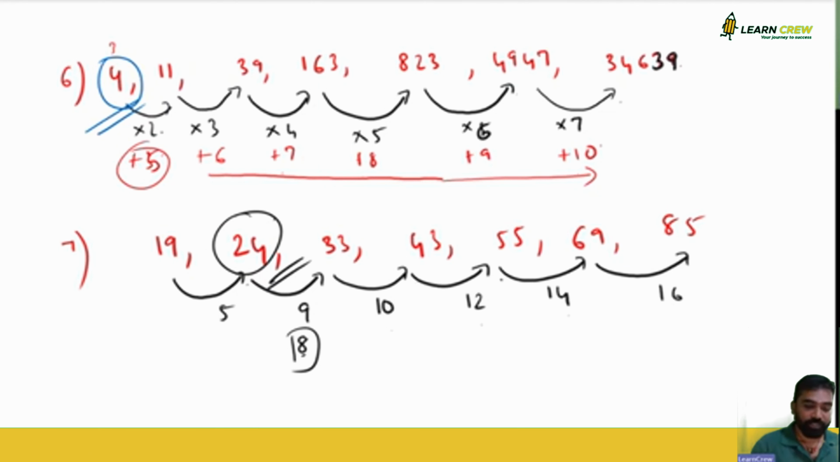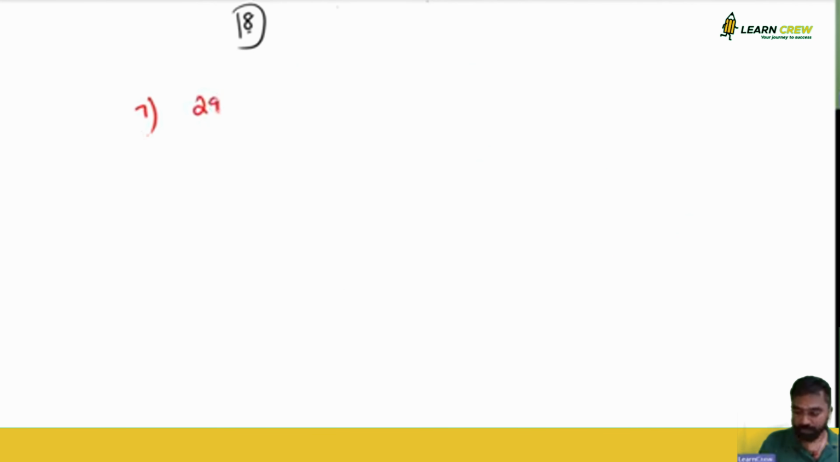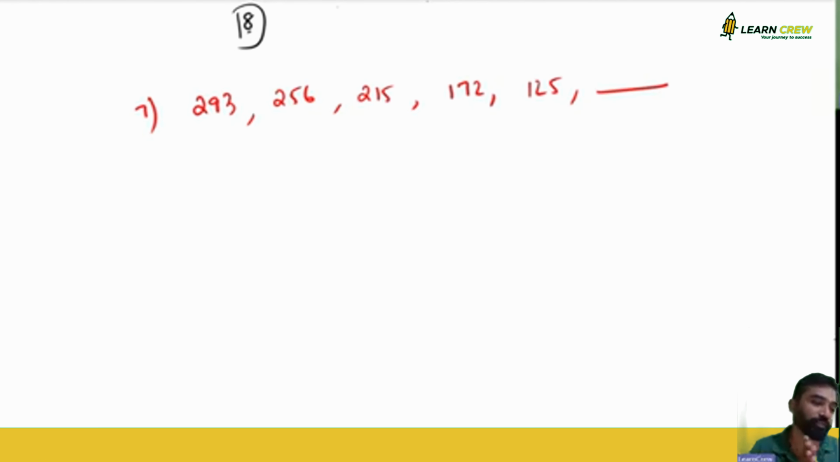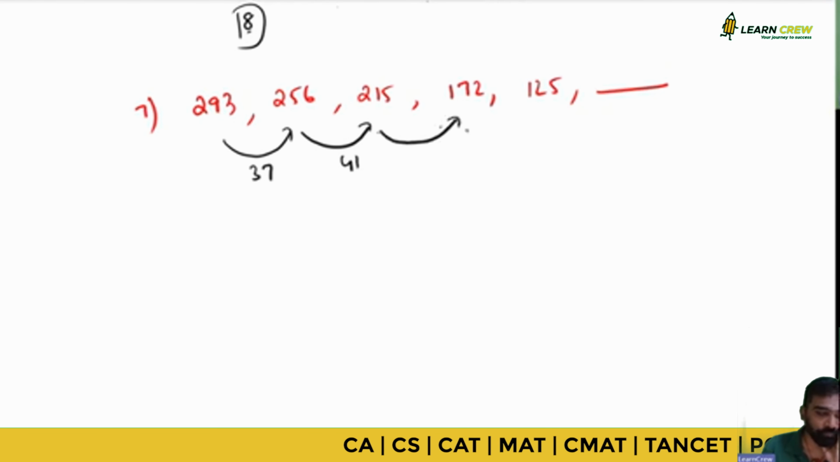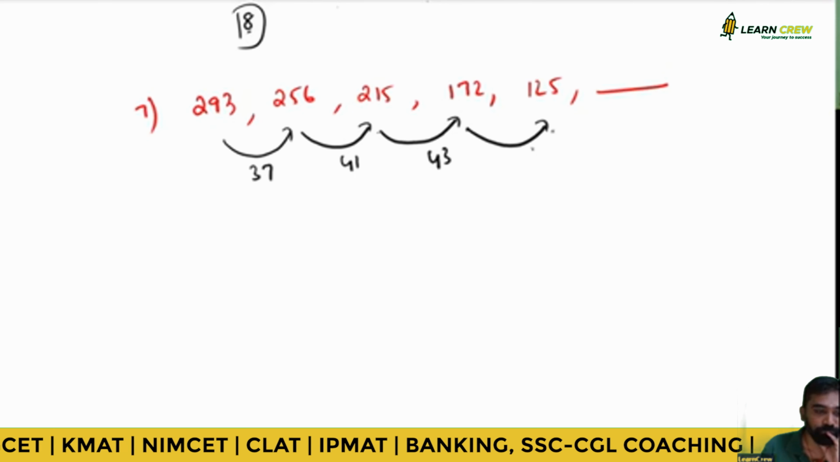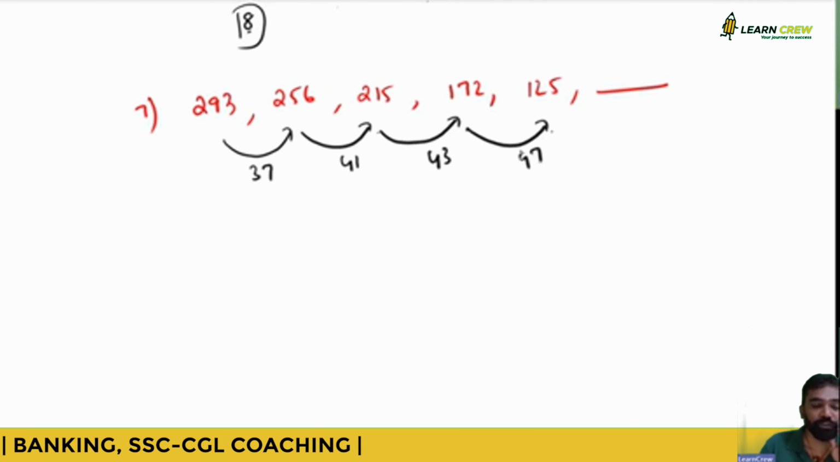Fine. Okay, now take this: 293, 256. Okay, just go in this pattern. 215, 172, 125. What will be the last number? Find out. Let's see how many remember your basics. What's the difference between 293 and 256? 37. Okay, next. 41. 43. 47. So what is going to be the next one?